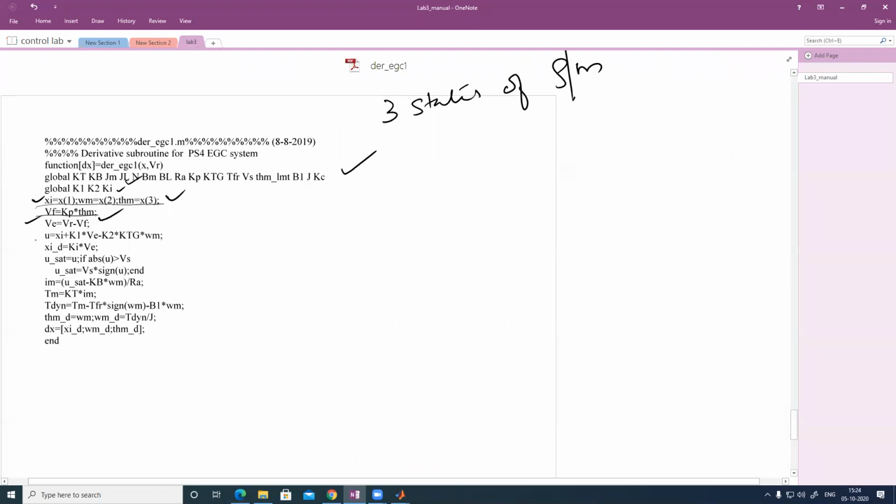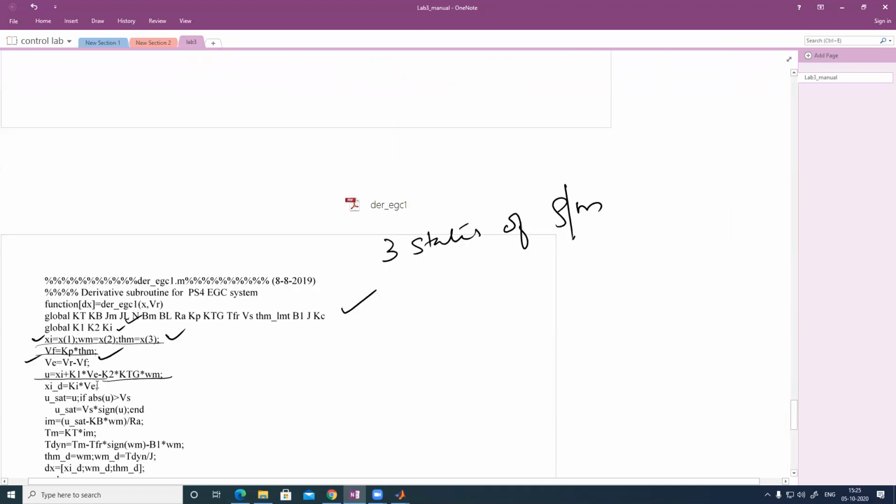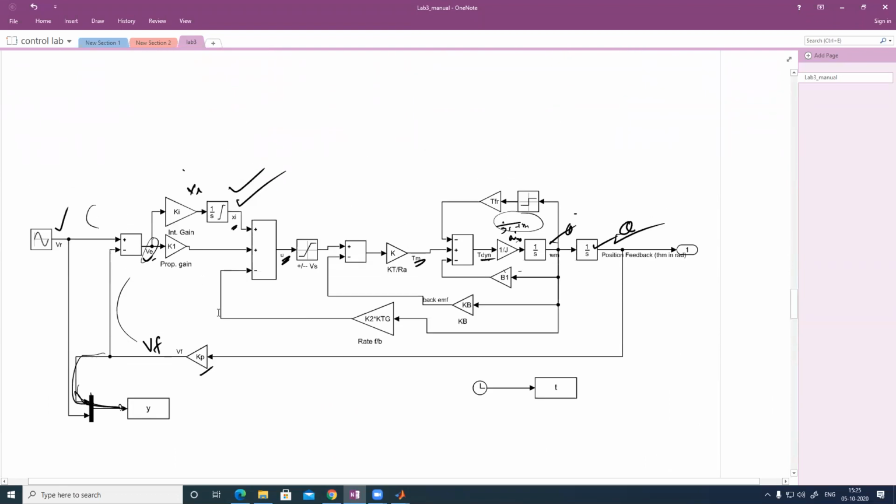And U is this one. U is equal to Xi plus K1 into this one and omega m into this one.